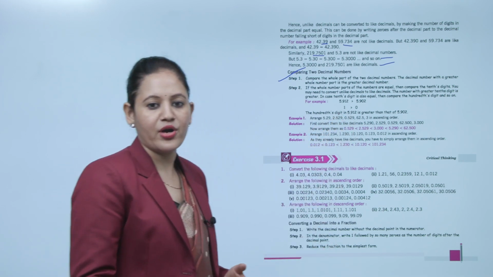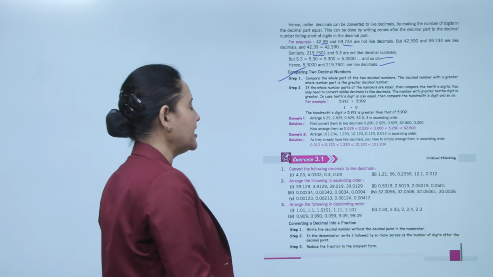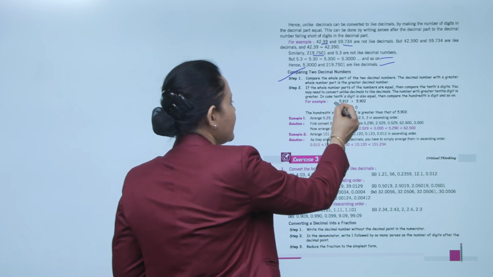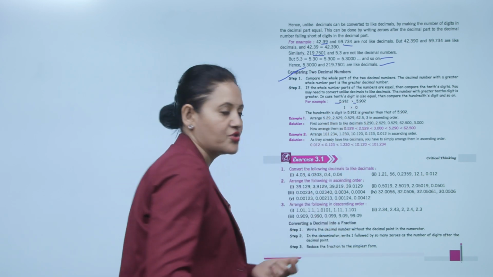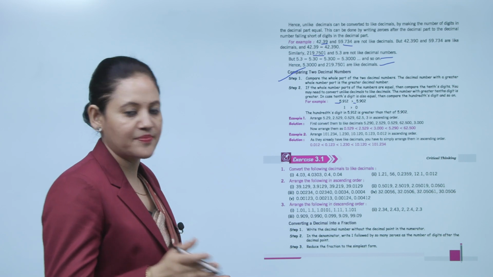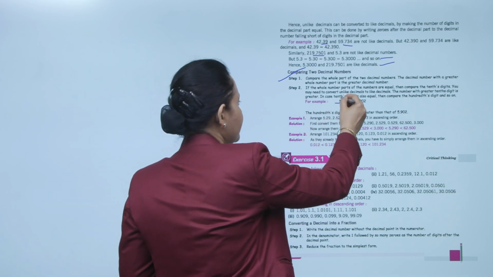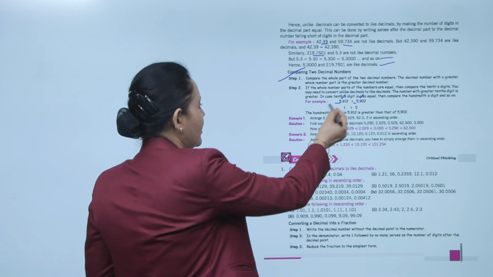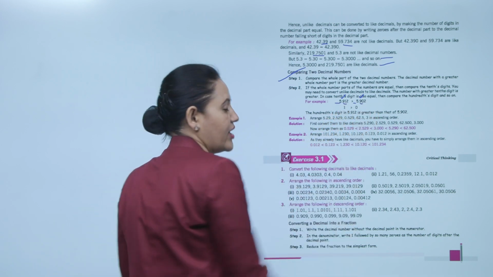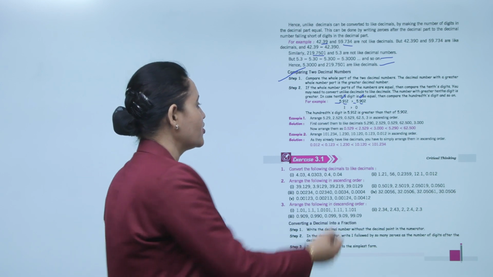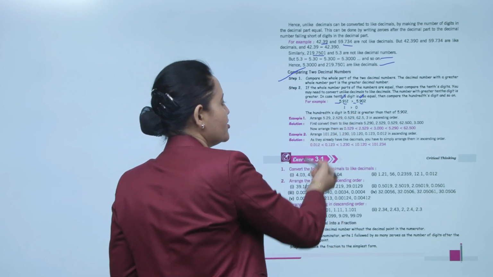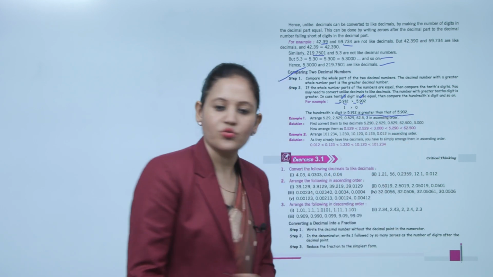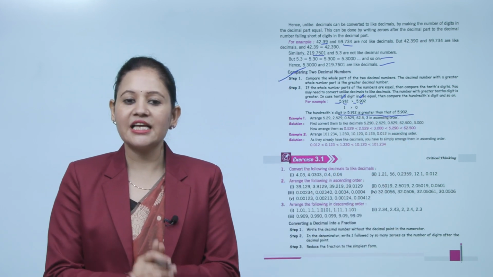5.912 and 5.902 are like decimals. So first we'll compare the whole number part. Both are having 5. So we'll compare the digit at the tenth place. That is also same, 9 and 9. Then we'll move to the hundredth digit. Here it is 1 and here it is 0. 1 is greater than 0. So 5.912 will be greater than 5.902. Clear? Next is exercise 3.1.